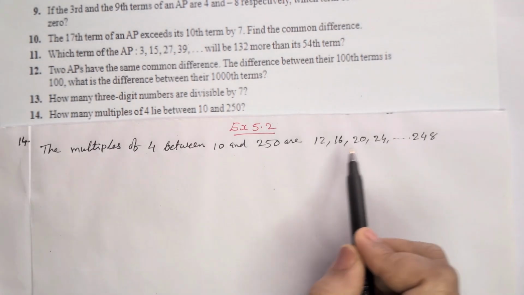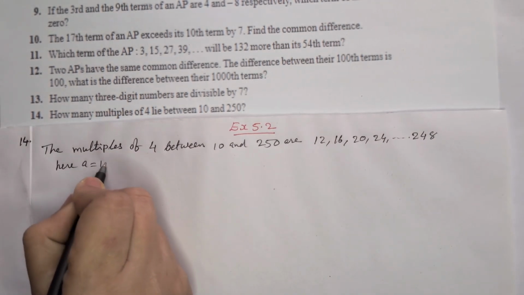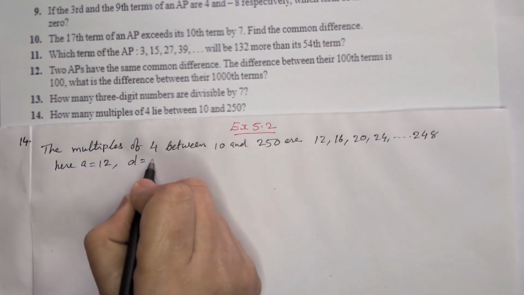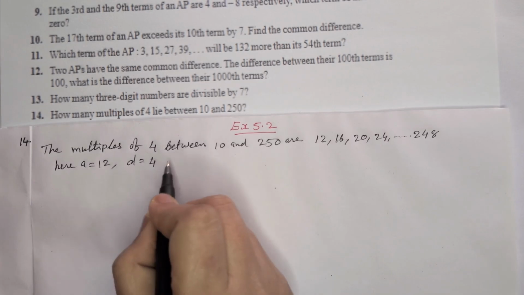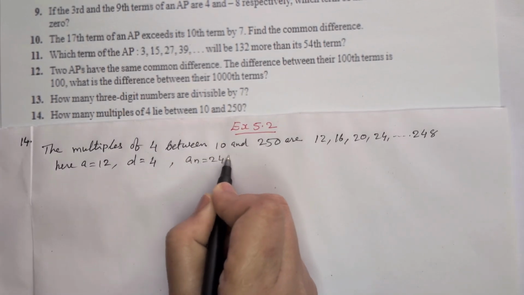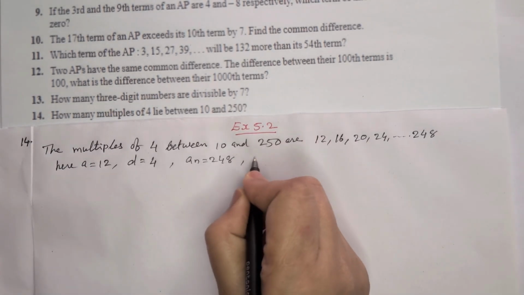Now we got the AP. Here A is equal to 12, D is equal to 16 minus 12, that means 4, or multiples of 4. That is the common difference. Then an is equal to 248. The question is how many multiples? n we have to find.